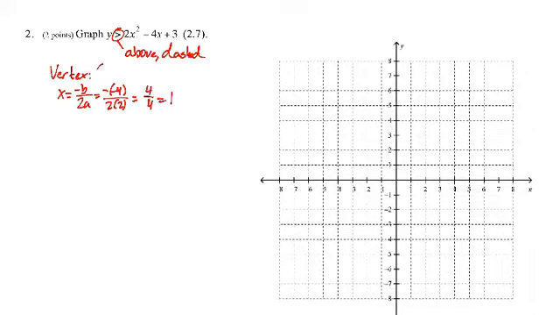So for our vertex, we've got a point at positive 1 on our x. To find our y value, we're going to plug that in. So we're going to treat it like a regular equation. So you have y equals 2 times 1 squared minus 4 times 1 plus 3. So we have 2 minus 4 plus 3, giving us positive 1. So our point ends up being at 1, 1. So let's plot that on our graph here. Vertex at 1, 1.